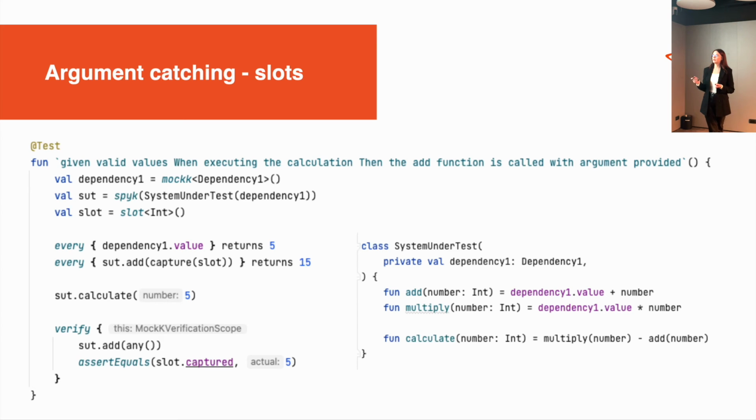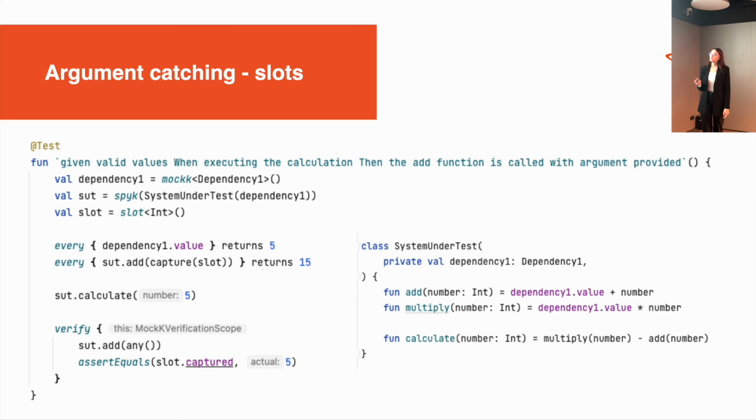Now we did the dependency 2, and we are passing in this number to the calculate method and also into the multiply and the add functions. And we want to check if the number that we passed into the calculate method was indeed the number that we got into our multiply and the add functions. And we can do that with argument captures. So we can see now how.